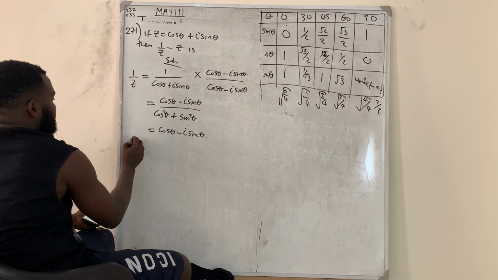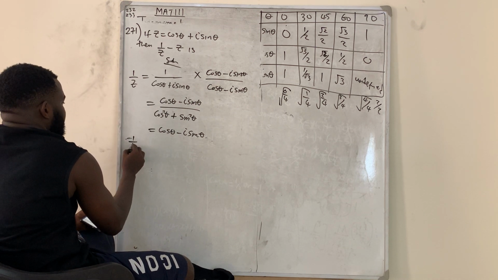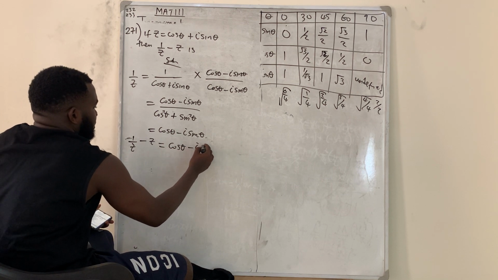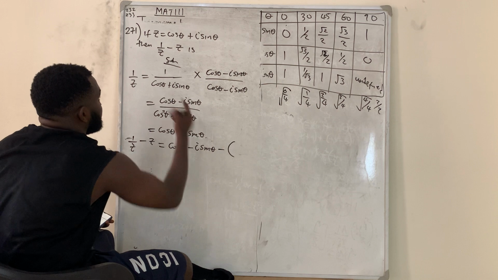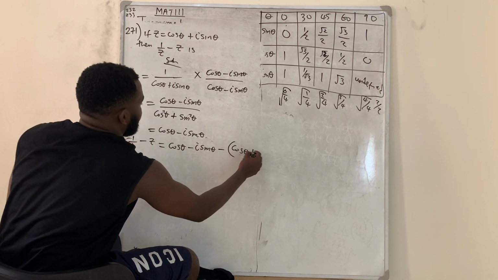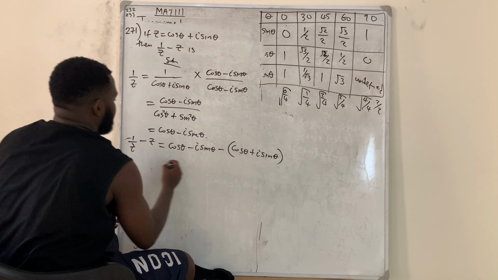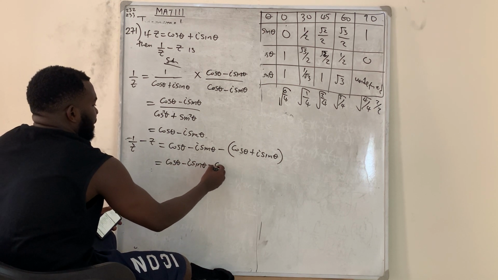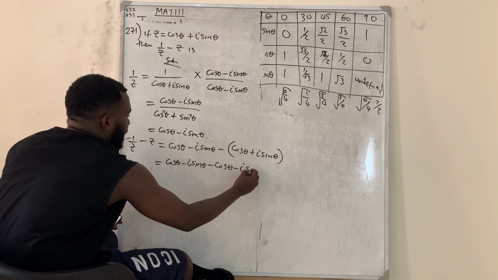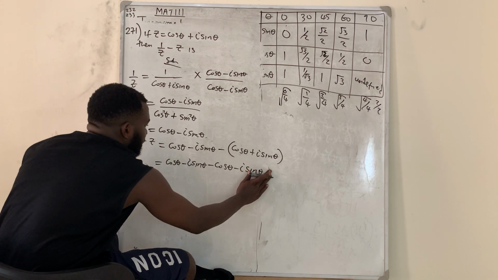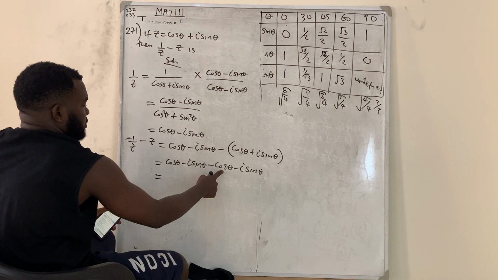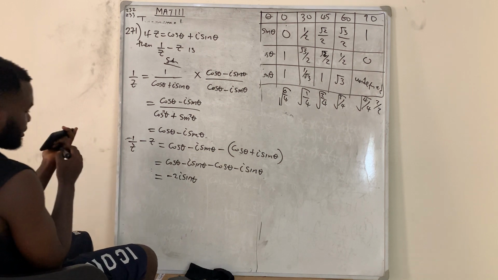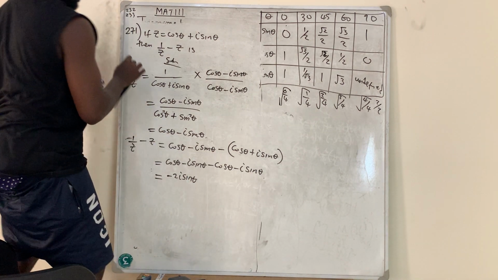So if you now put it here, you see that 1 over z minus z is 1 over z, which gave me cos theta minus i sine theta, minus this one, which is cos theta plus i sine theta. If you open the bracket, you have cos theta minus i sine theta minus cos theta minus i sine theta. This minus this is gone. This and this will give you minus 2i sine theta. So that is the result. We'll go to the next question.